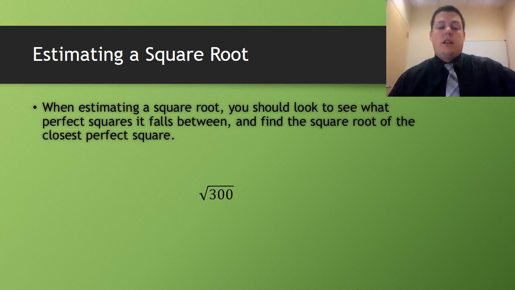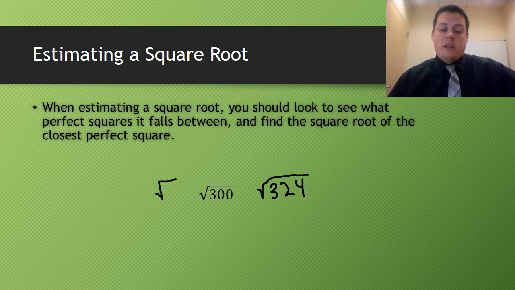The other thing we're going to do right now with square roots is estimating them. When you're given a square root that's not a perfect square, the easiest way to estimate it would be to see what square roots fit on either side. So in this case we have the square root of 300. If we know our perfect squares, we know that 324 is a perfect square above it, and 289 is a perfect square below it.